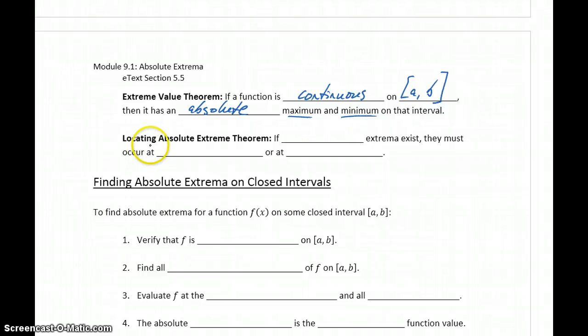Then we compare this with another theorem that talks about locating those absolute extremes. If absolute extrema exist, they must occur at either critical values, so again, points where we have a horizontal tangent line where the first derivative is equal to 0, or they must occur at endpoints. So anytime we're considering a function on a closed bounded interval from a to b, we know that absolute maximums and minimums are going to occur, and they're going to occur either at critical values or endpoints. And that's going to give us a structure for identifying and classifying absolute extrema.